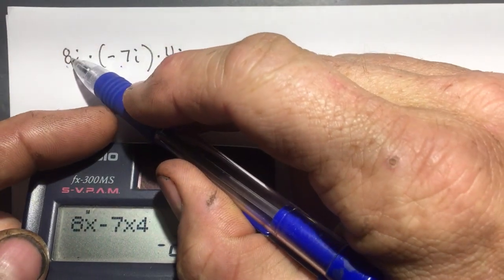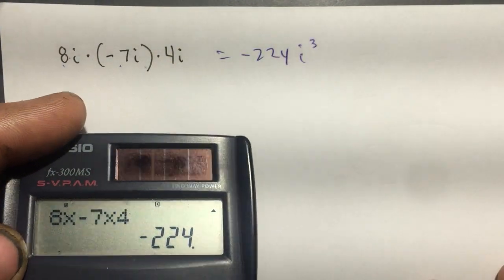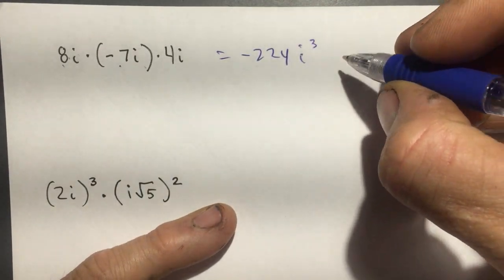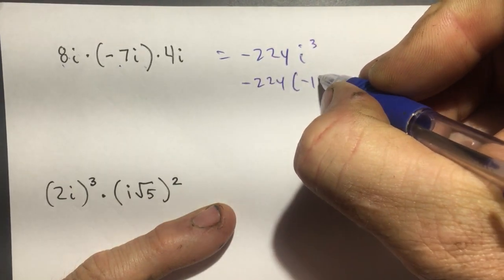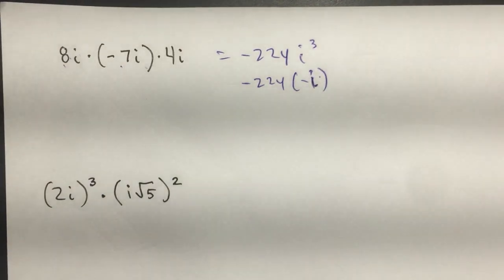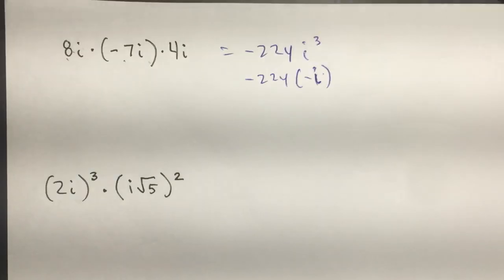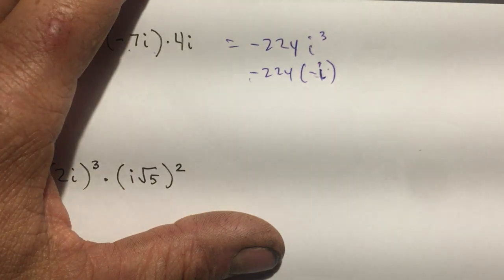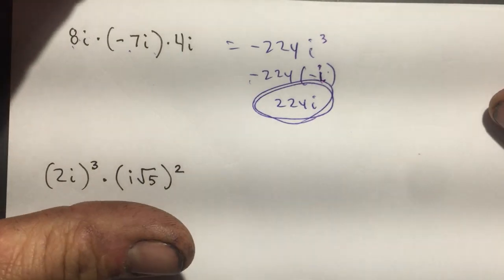All right, then I've got i times i times i. That's i to the third. Now, i to the third, that's a negative i. So this is negative 224 and a negative i. From this table right here, see i to the third is negative i. So I got negative times negative. See, there's two negatives, which makes it a positive. So it's going to be positive 224i. There you go. That's what it is.